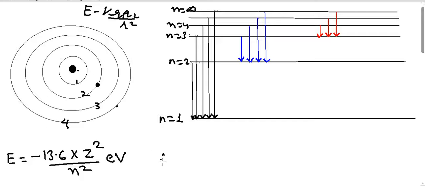And because at infinity the energy of the electron is assumed to be zero, that means as I bring it towards the nucleus, its energy decreases. That means its energy becomes negative.